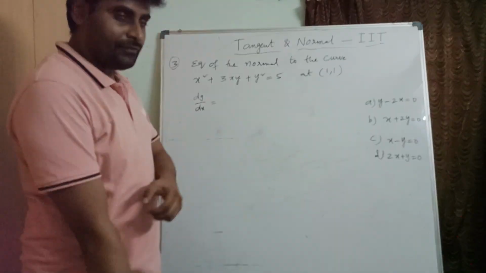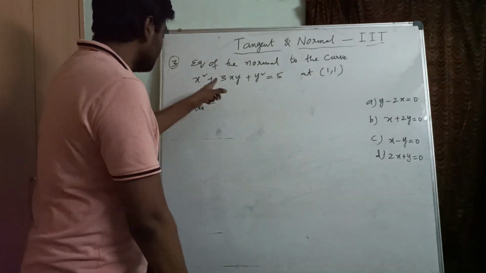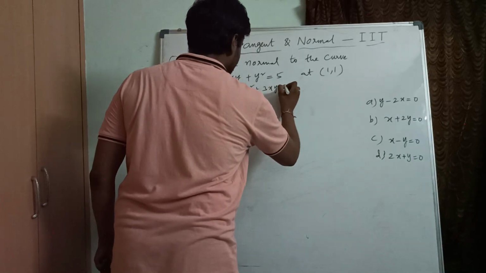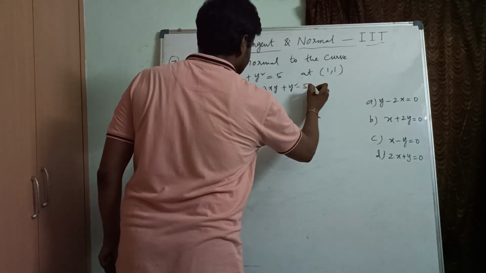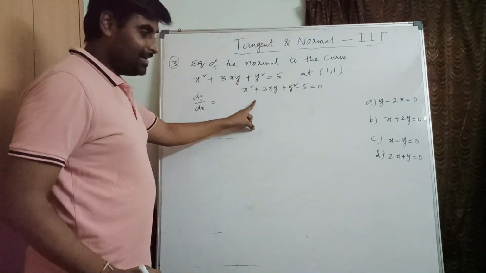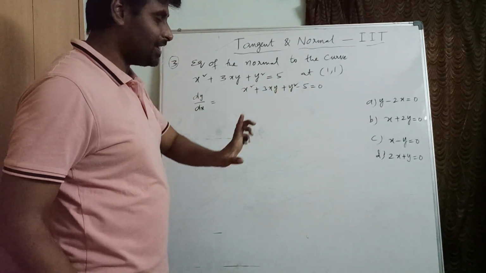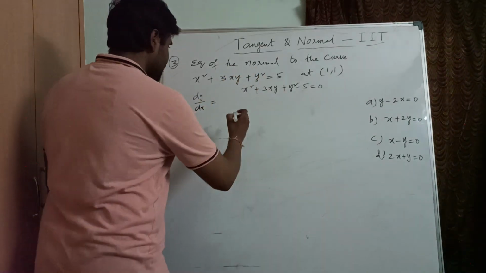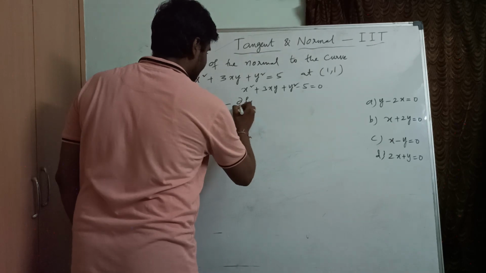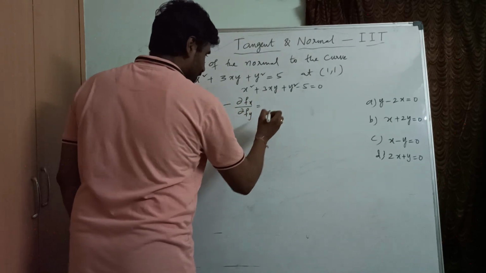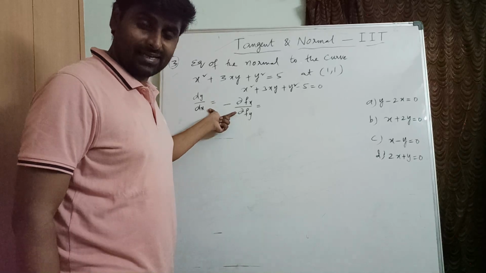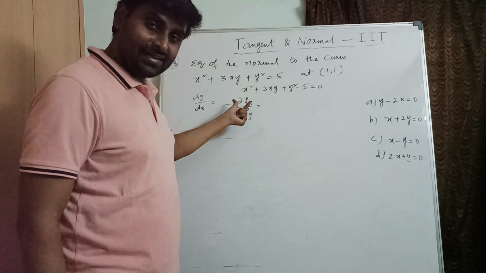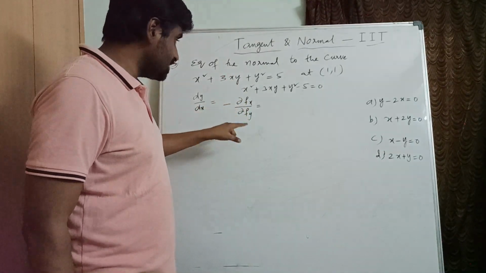Of course individually we can find it directly, but first let us write it in equal to 0 form: x square plus 3xy plus y square minus 5 equal to 0. Now let us derive this directly using the shortcut: minus ∂f/∂x by ∂f/∂y. Dou means partial derivation.